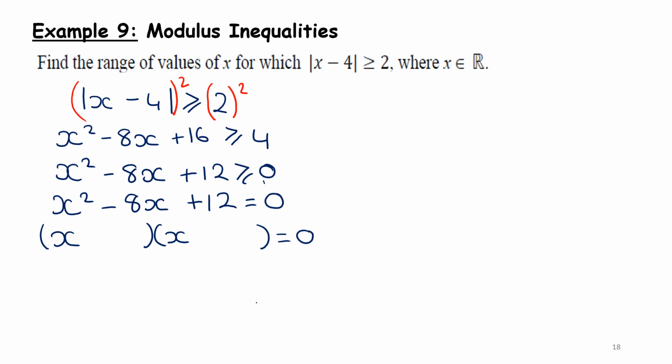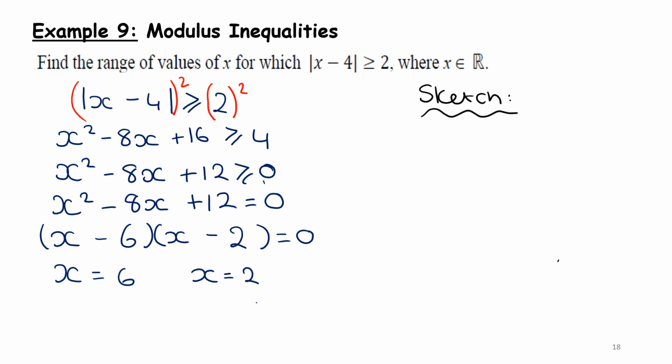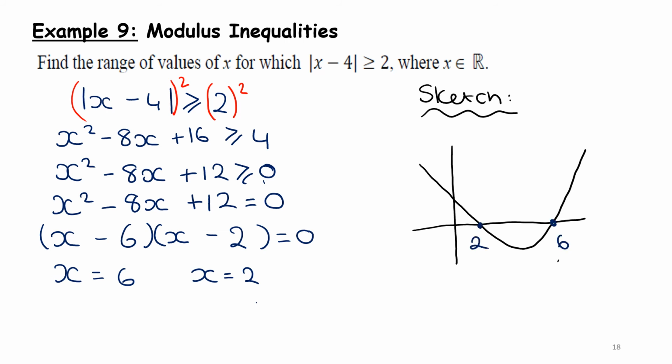So for 12, we're going to have 6 and 2. So our two answers are x equals 6 and x equals 2. We're not finished. They are not my answers. They're the answers for the equation. So now I'm going to sketch this. It's going to look something like this because there are two positive roots. There's my 2 and there's my 6.